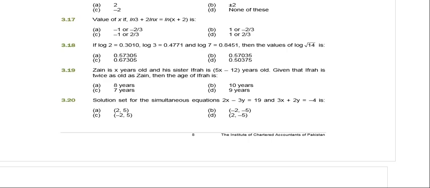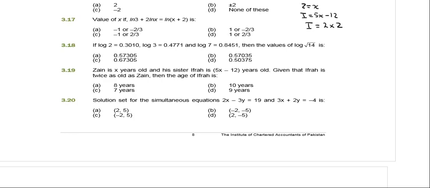3.19 says Zen is x years old and his sister Ifra is 5x minus 12 years old. Given that Ifra is twice as old as Zen, so Ifra's age is 2 times the age of Zen, what will be the age of Ifra?